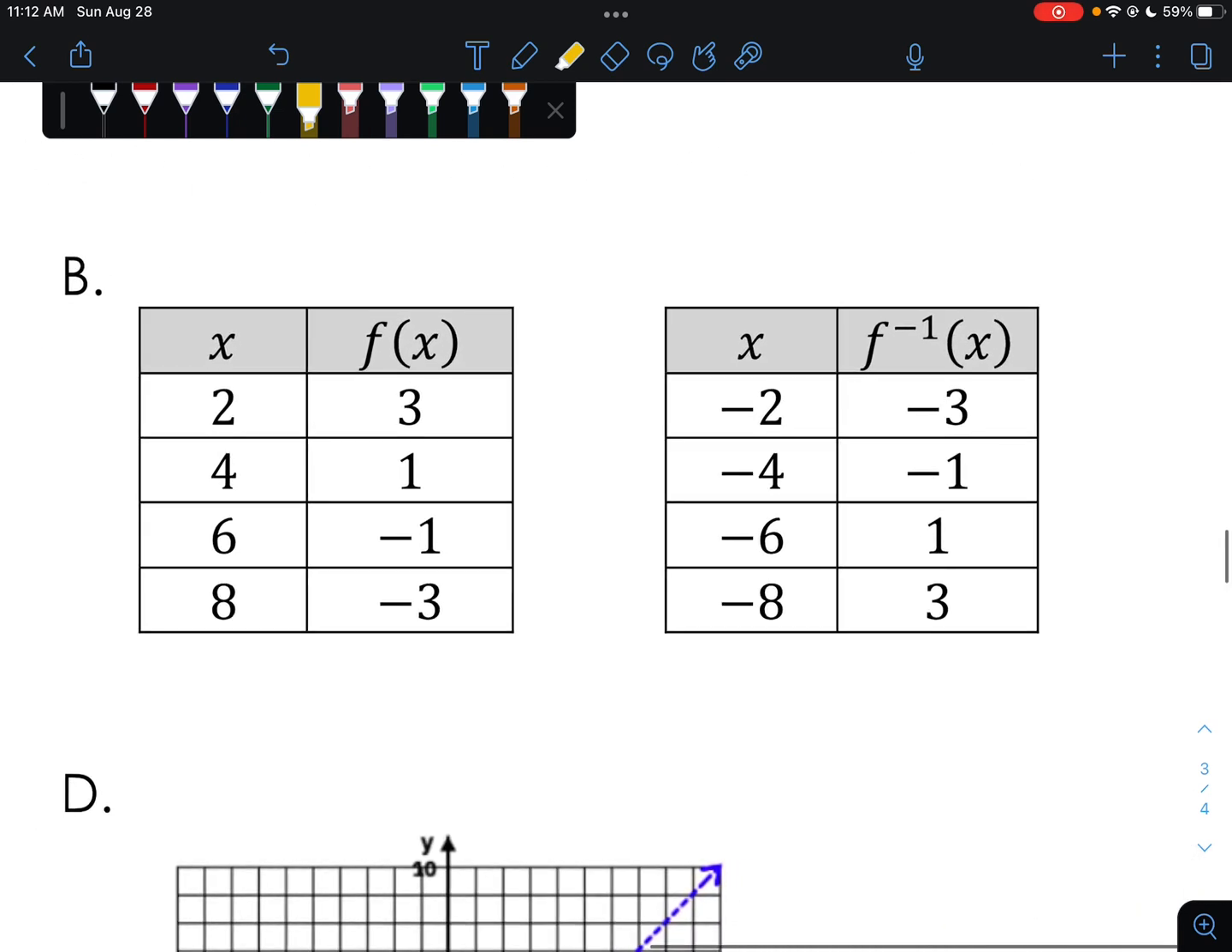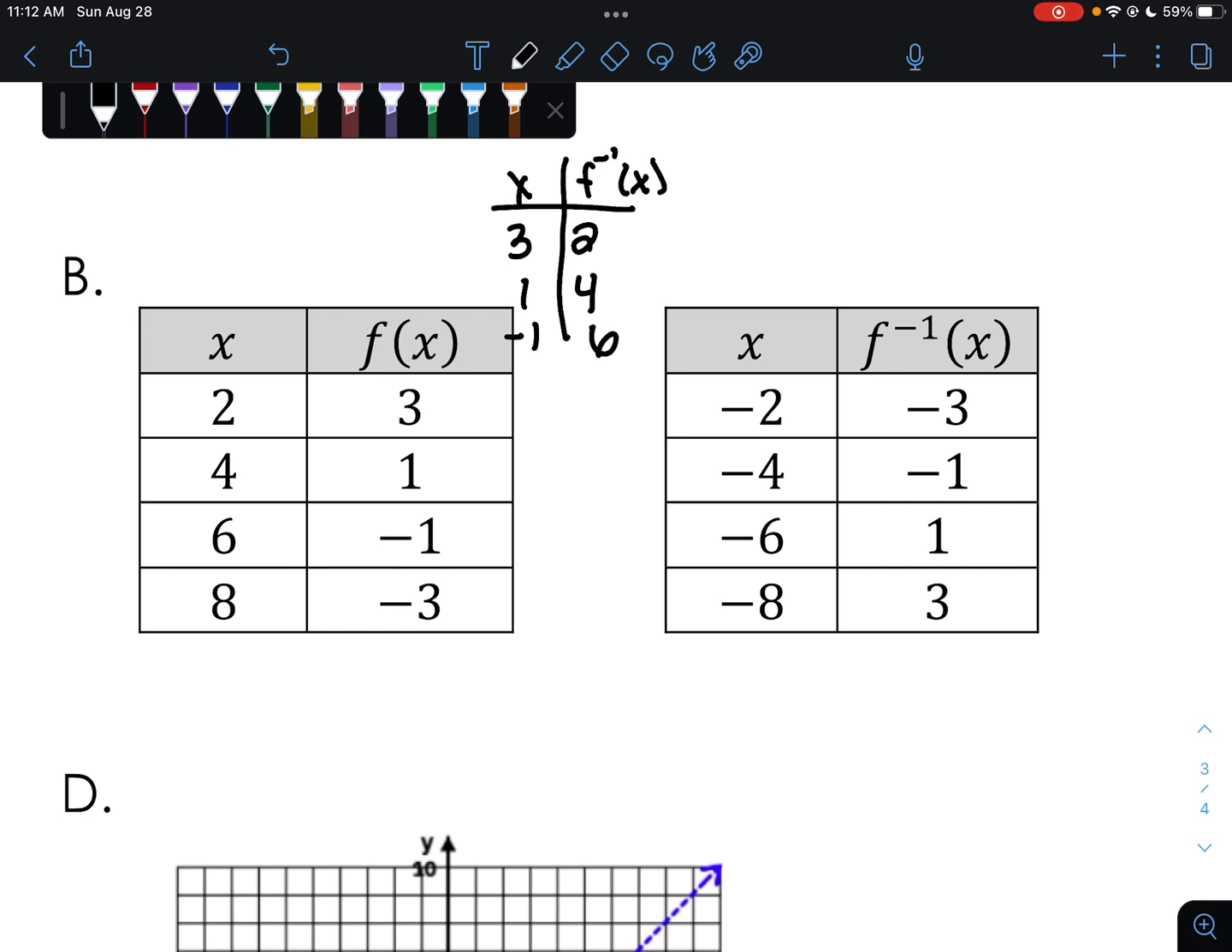Looking at B, okay, we're given 2 tables. So that means that if this is my original function right here, my inverse function's table should be the points flipped. So instead of 2, 3, it should be 3, 2. Instead of 4, 1, it should be 1, 4. We're just switching the x and the y. Instead of 6, -1, it's -1, 6. And instead of 8, -3, it would be -3, 8.